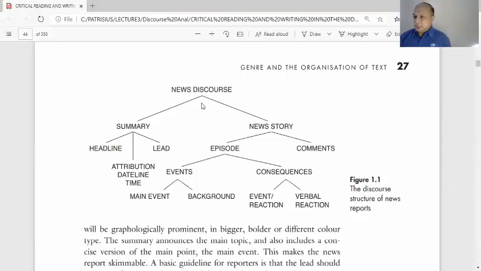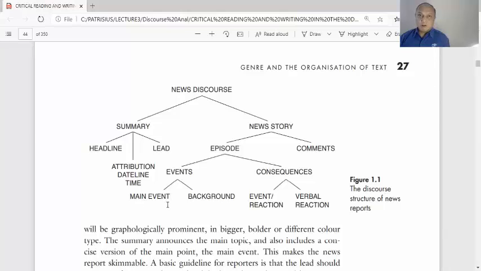And then the second one is the news story itself. Now the news story consists of the episode and the comments. The episode is further divided into events and consequences. And events are divided into the main event.